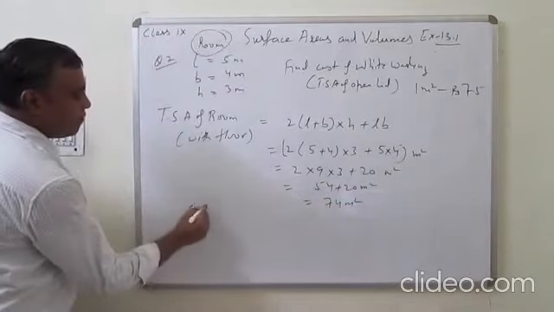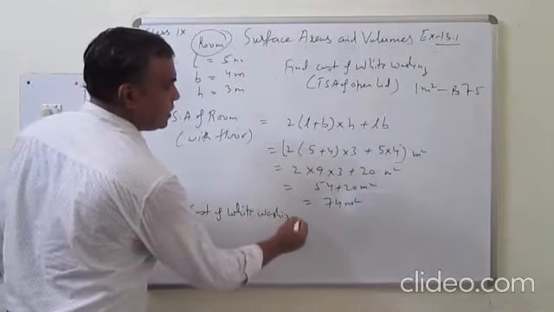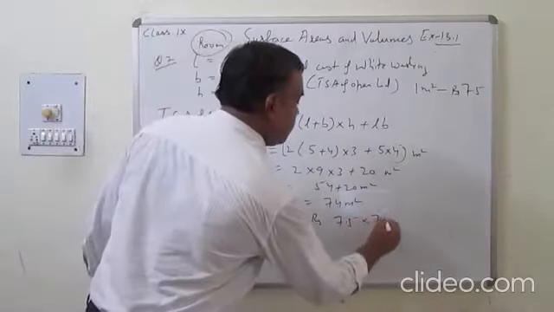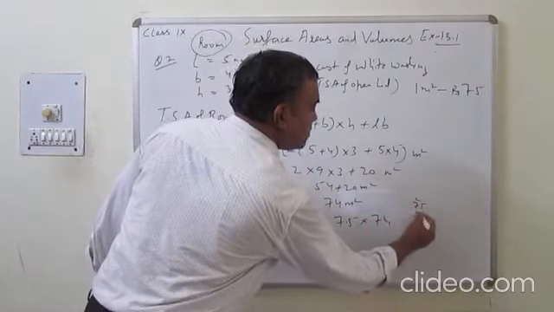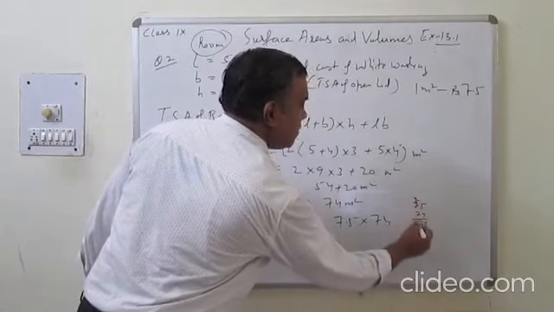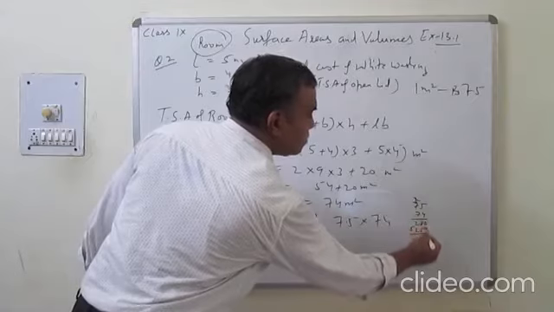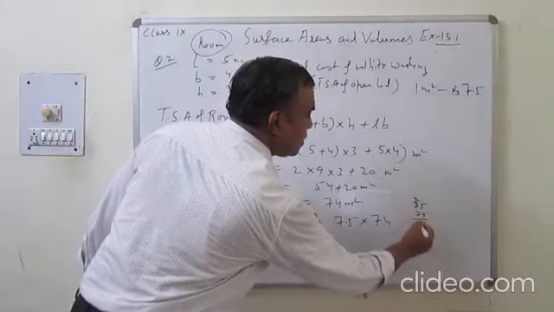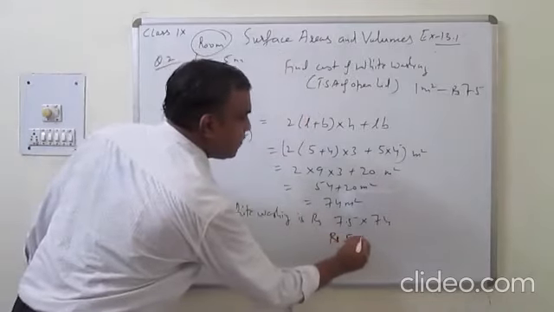Now cost of whitewashing is rupees 7.5 into 74. You have to multiply 75 and 74. 5 4s are 20, 7 4s are 28, 7 5s are 35, plus 3, 52, 7 4s are 28, so it is 30. So 555. It becomes rupees 555.